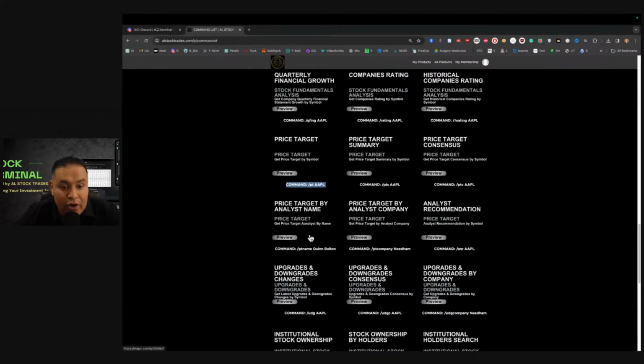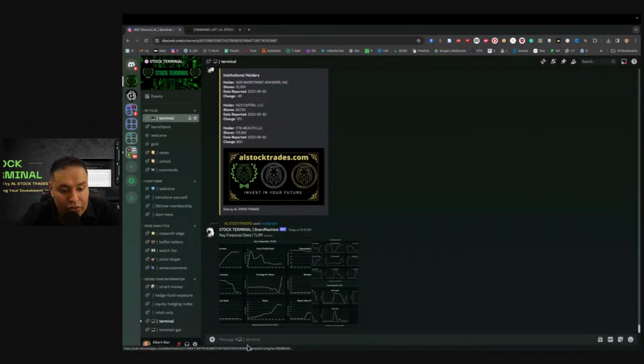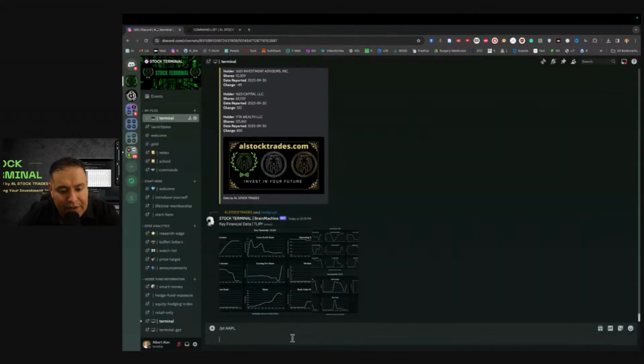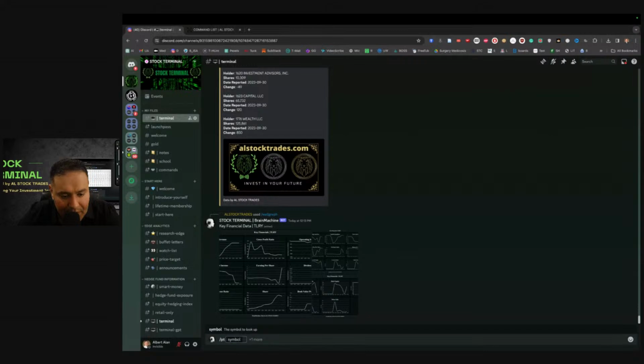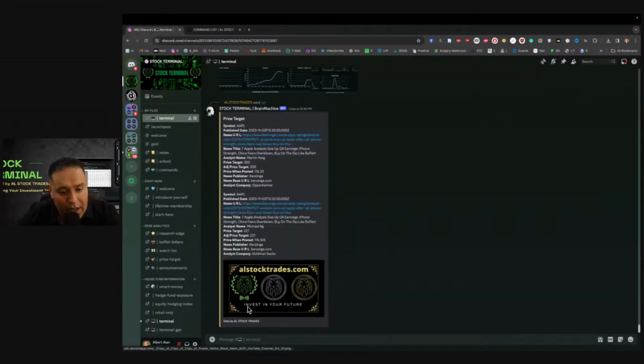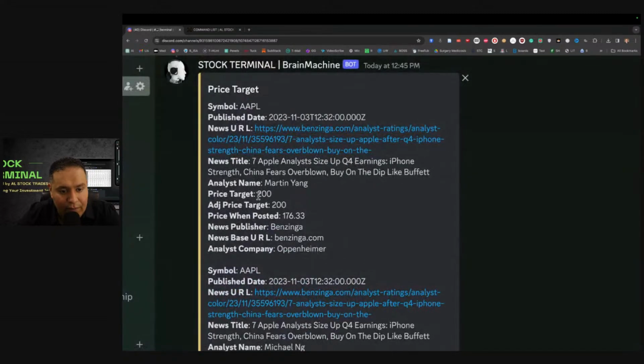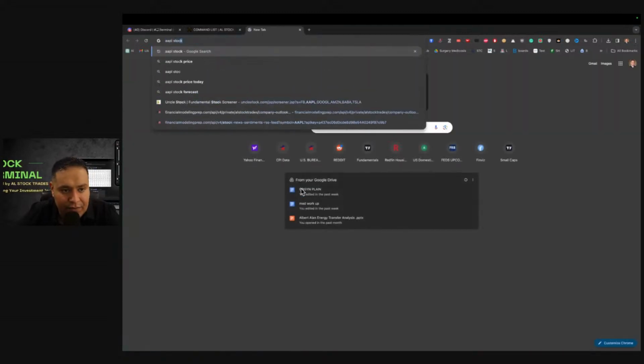So let's say you want to know the price target of what analysts think for Apple. All you have to do is go to the stock terminal and copy the command. You don't copy the word command; you just copy this part, which is the command, right? You copy that, put it in here, and then you put Apple, and then you get what folks think: price target 200, price when posted 176, adjusted price, and if you look at Apple now, it's at 193.